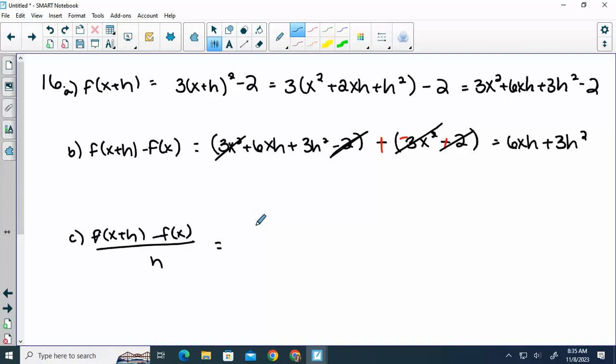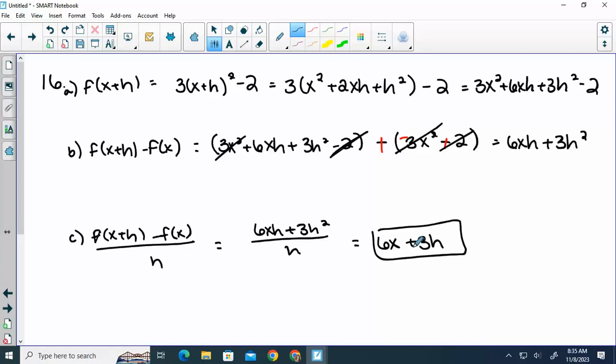C, f of x plus h minus f of x, all over h. So if we divide those by h, we get 6x plus 3h. We've taken h out of each. So that is our final answer.